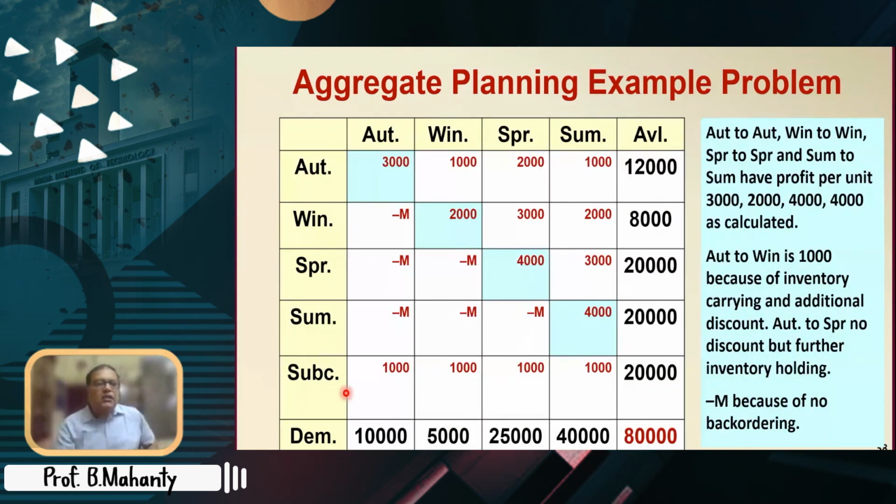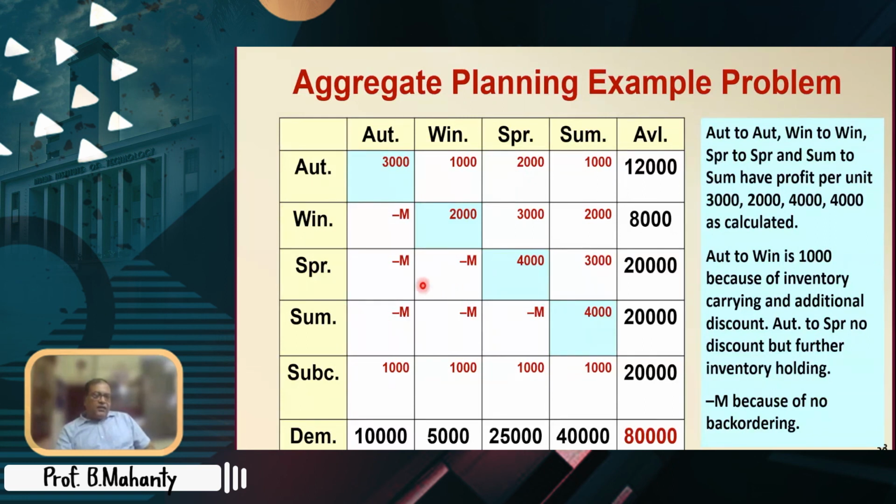So there is an additional cost of inventory. If you produce in autumn and sell in winter, then 1,000. If you produce in autumn and sell in spring, then 2,000. If you produce in autumn and sell in summer, then 3,000. So like this, it goes up. But the profits are varying because of different calculations of discounts and other things. So we have all these different figures, and this side is called back ordering.